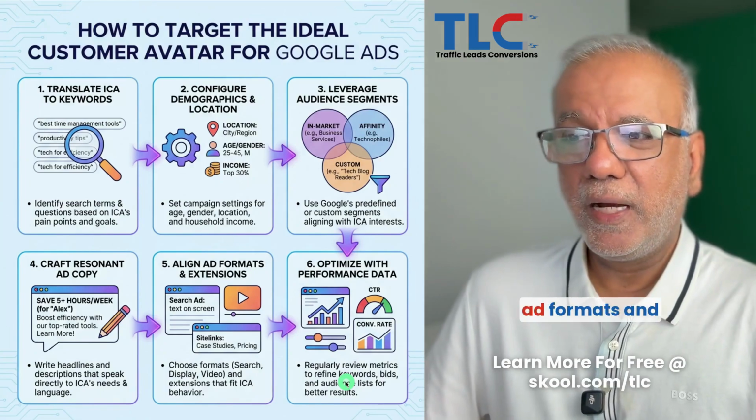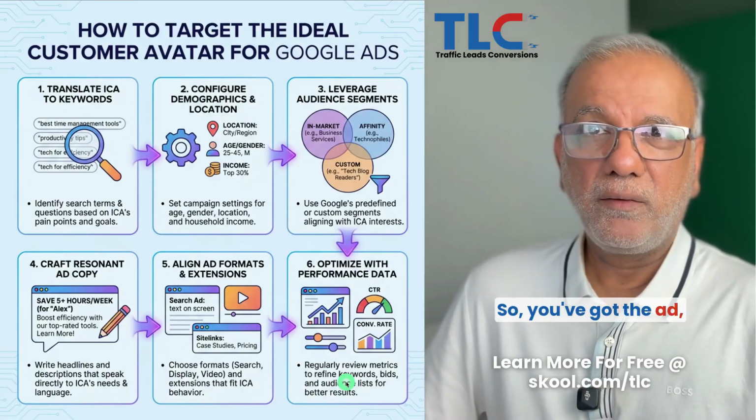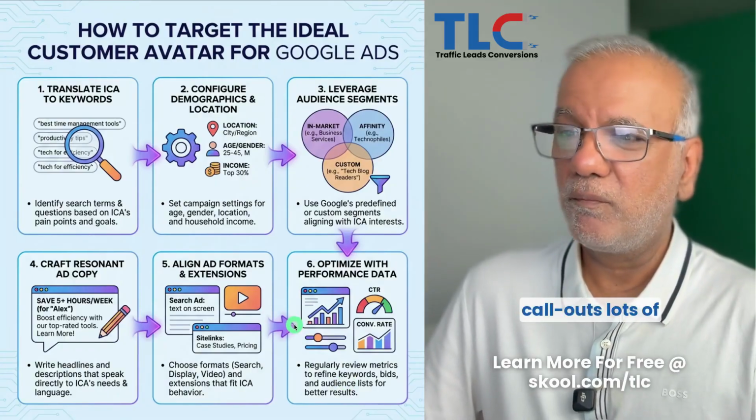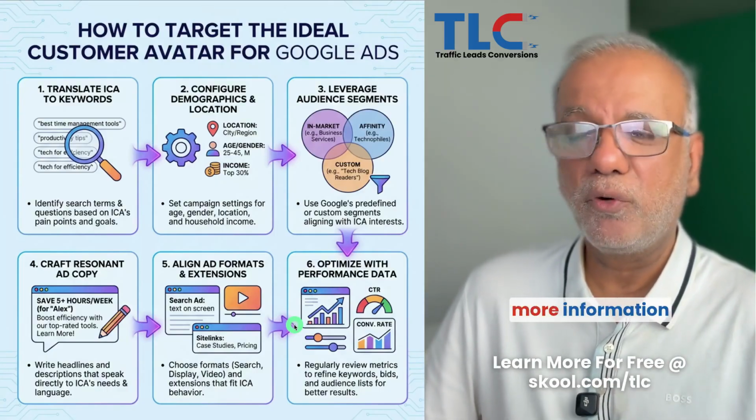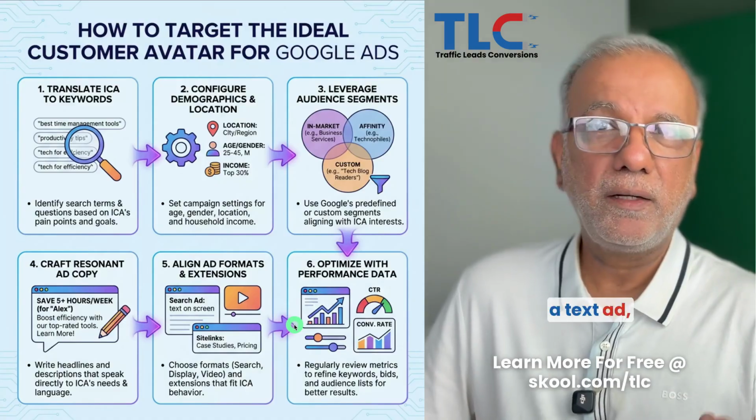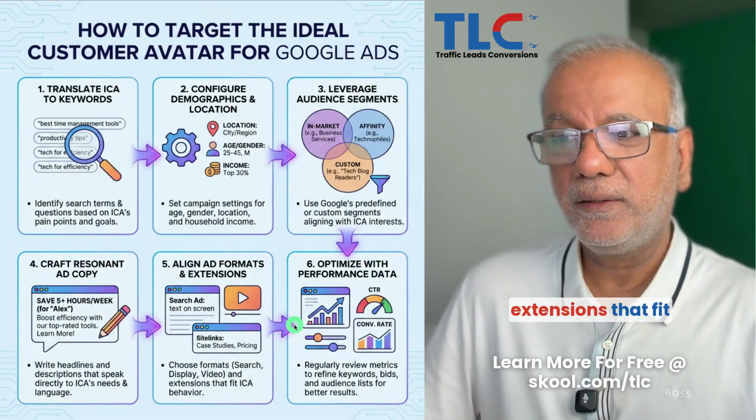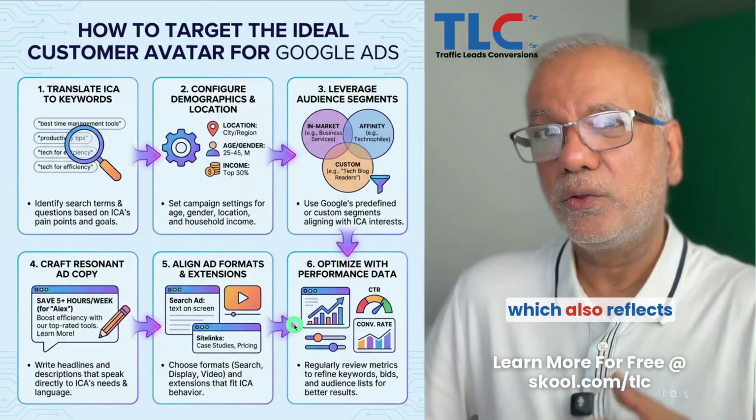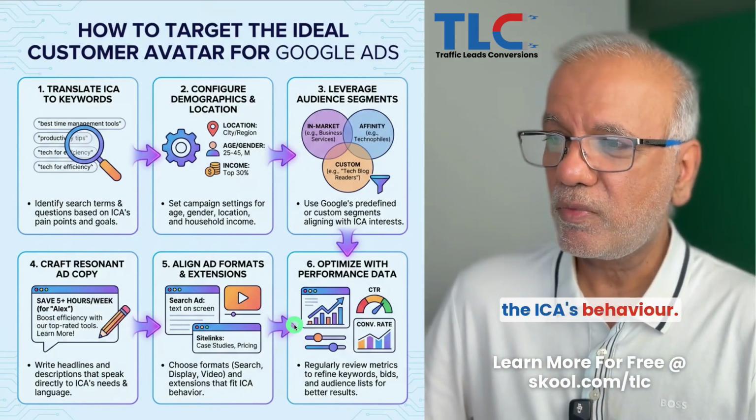The next one is align ad formats and extensions. So you've got the ad, and then you've got the site links, structured snippets, callouts, lots of extensions in Google, which you can use to expand your ad and add more information to it. So choose the format first of all, whether it is a text ad, image ad, which is a display ad, or a video ad, and then extensions that fit the relevant ads properly, which also reflects the ICA's behavior.